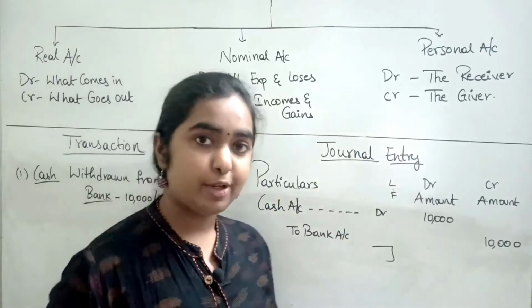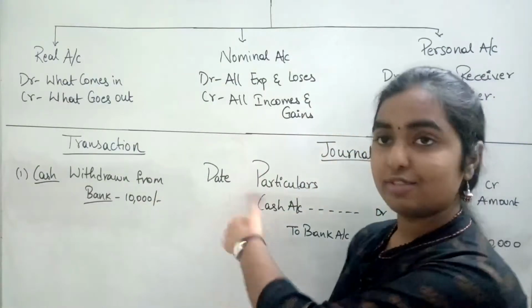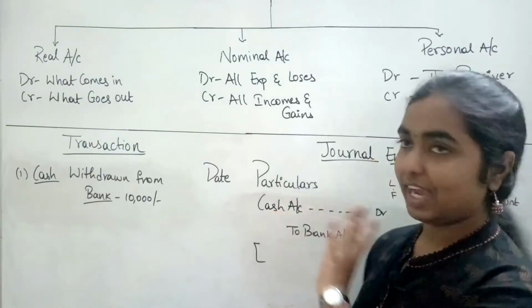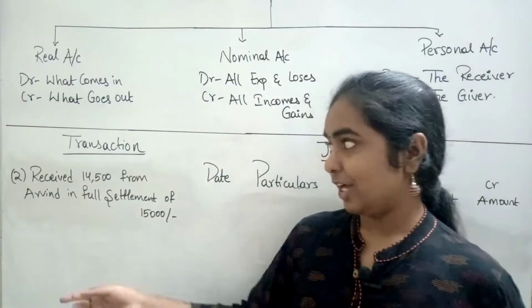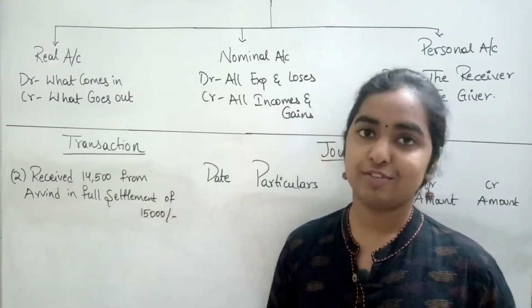Let's say we have deposited some amount into the bank account. In that case, we simply need to reverse the transaction, that is, bank account debit to cash account. Okay. So the next transaction is: received 14,500 from Aravind in full settlement of 15,000.